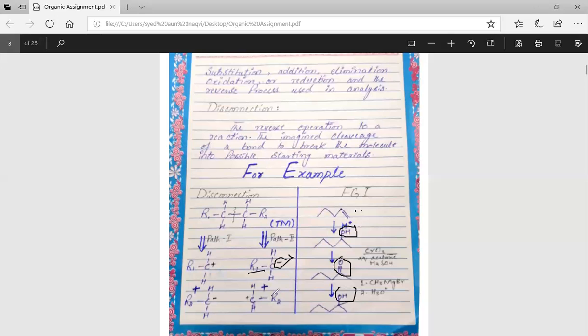and a carbocation with the R2 group. So there are two possibilities. Whenever we cleave a bond between any two atoms, there will be two possibilities. And here I listed them in this example. So this is disconnection and functional group interconversion, the two methods used in retrosynthetic analysis.